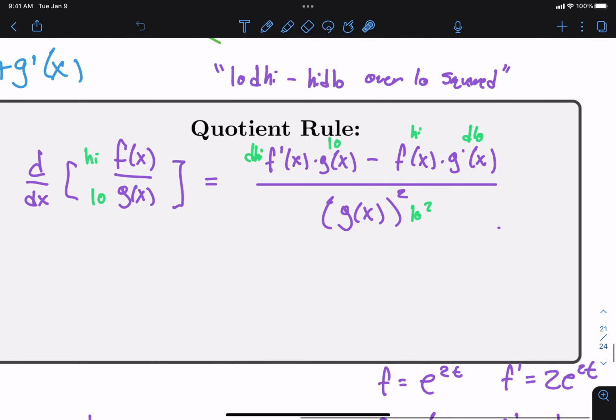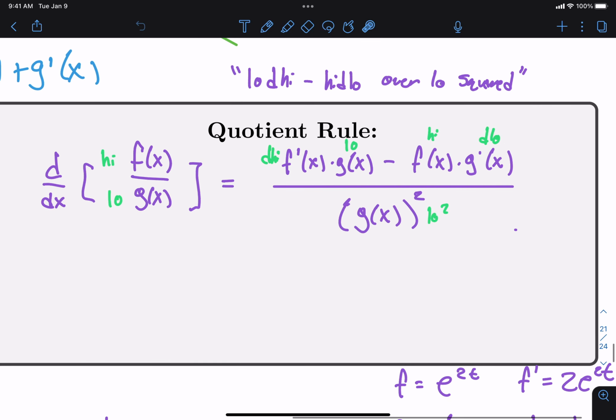And how do we use it? Well, the rule says you do the derivative of the top times regular bottom and then minus regular top times derivative of bottom, all divided by the bottom squared. So the way to remember that is people say low d high minus high d low over low squared. So that's one way people remember it.